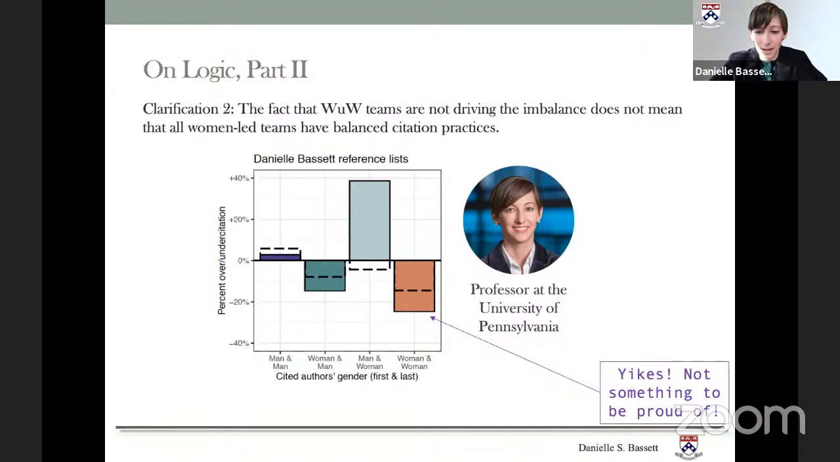So this is clearly not something to be proud of, but what is nice about this effect is that once I know about it, I can do something about it. This is something that I can change with every paper that I publish from here forward.